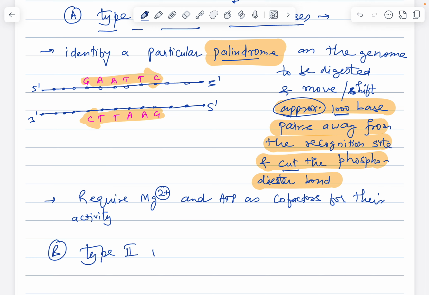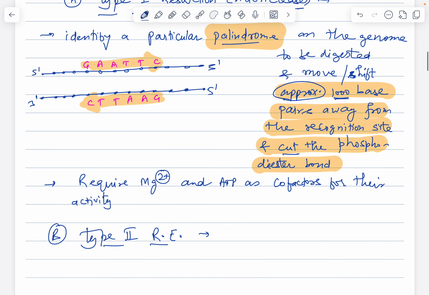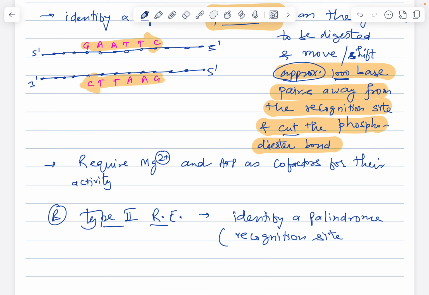The next type of restriction endonucleases are type 2 restriction endonucleases. What is special about these enzymes? They also identify a palindrome. The palindrome can also be called the recognition site of the enzyme, because that is how they recognize the genome on which they have to introduce a cut in the phosphodiester bonding. So type 2 restriction endonucleases also identify a palindrome recognition site.